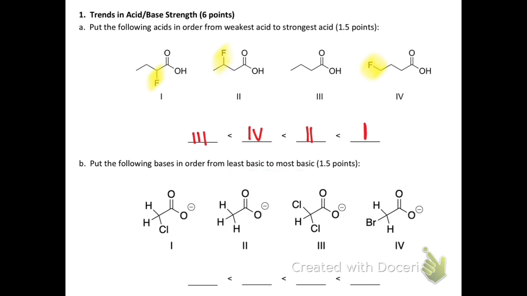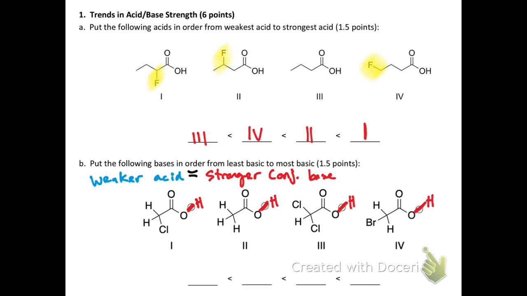So this relies on an important concept, that is, the weaker an acid is, that equates to a stronger conjugate base. So weaker acids equal stronger conjugate bases, and vice versa. Stronger acids mean weaker conjugate bases. So for a problem like this, we can almost visualize each of these as if they're the conjugate acids, and basically rank them in reverse order.